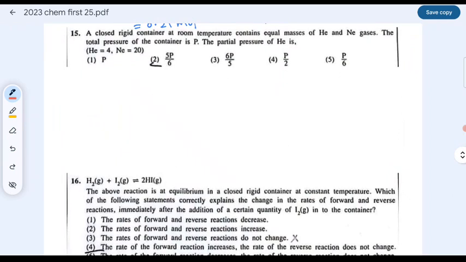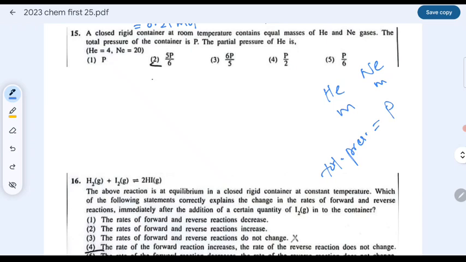MCQ. A closed rigid container at room temperature contains equal masses of helium and neon gases. Now it's better to sketch these data, right? Helium and neon are not reacting gases, because they are inert gases, right? So they do not react with each other. So you have equal masses of these two. Then the total pressure of the container is P. Total pressure is P. The partial pressure of helium.